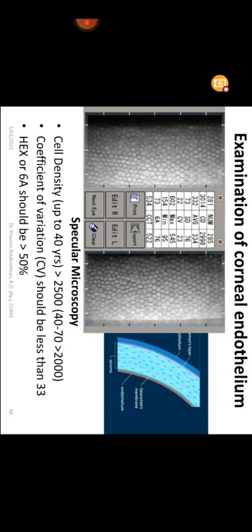And if you want to see the status of the cornea after a corneal transplantation, you can prescribe a specular microscopy report, wherein you can understand the status of the endothelium.